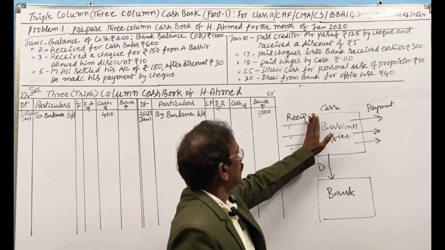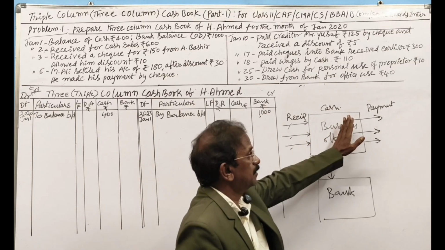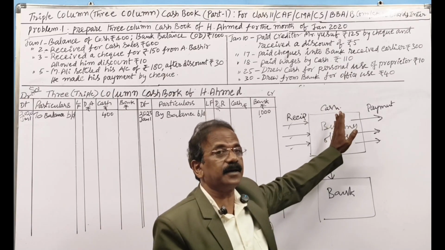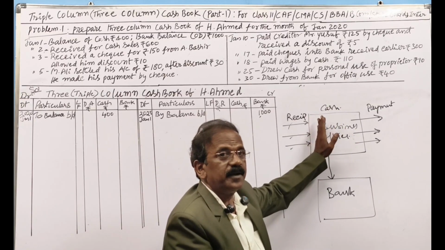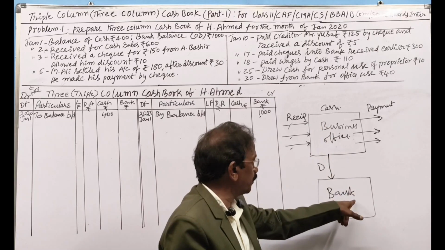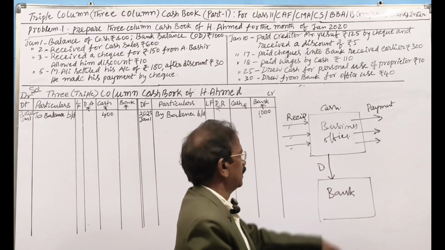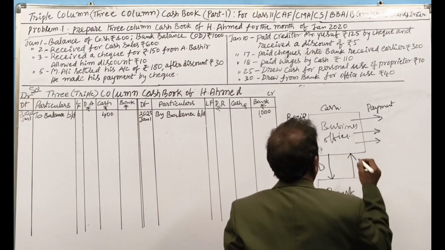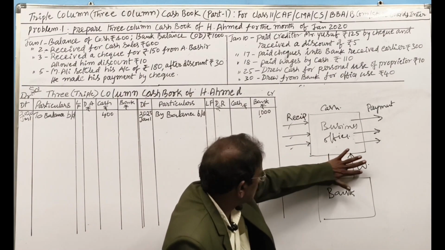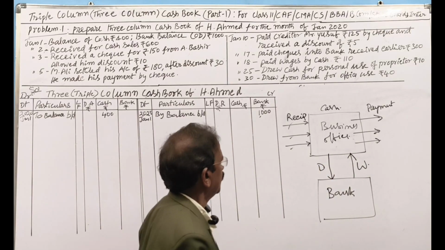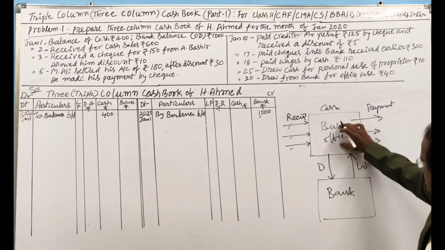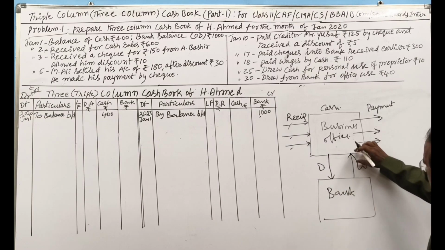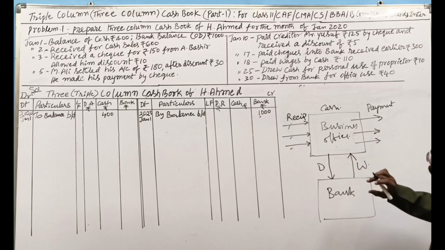And sometimes we need cash. Our receipts will be less and payments will be more. Sometimes payments being more means we have to pay creditors, but we don't have cash. So immediately what do we do? We go to the bank and we take back our money. That is cash withdrawal from bank. This is withdrawal. These two are bank transactions. It means the businessman is doing transactions with the bank. He is depositing cash into the bank. He is withdrawing cash from the bank.